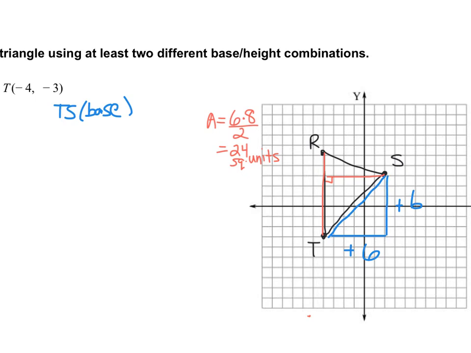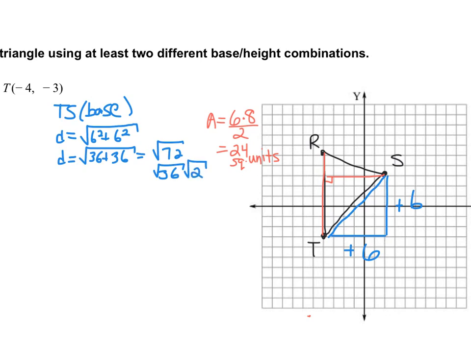So that is going to be the distance there for TS is the square root of 6 squared plus another 6 squared, which is again 36 and 36, which gives us the square root of 72. And that does simplify, as we know. Pull out the 36 perfect square factor, and that is going to be that base, the blue base, that is going to be 6 times the square root of 2.